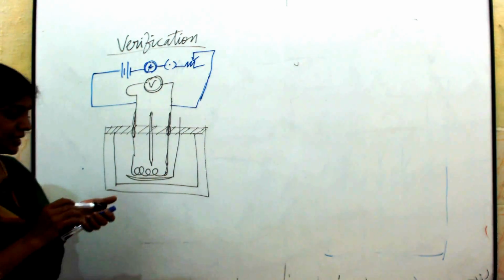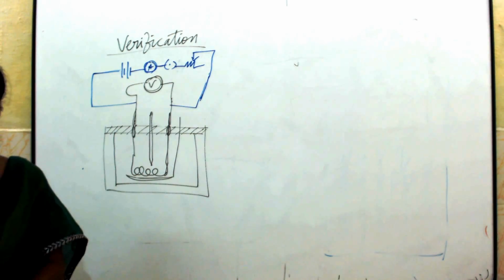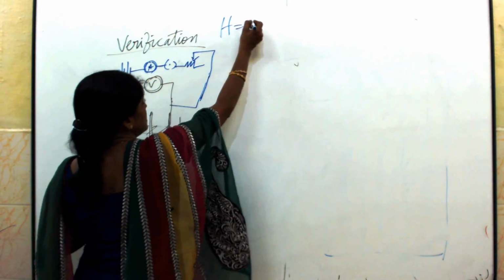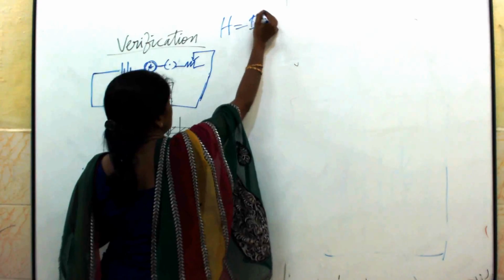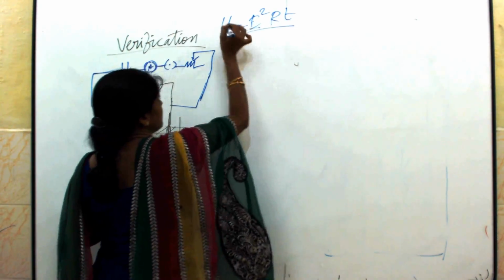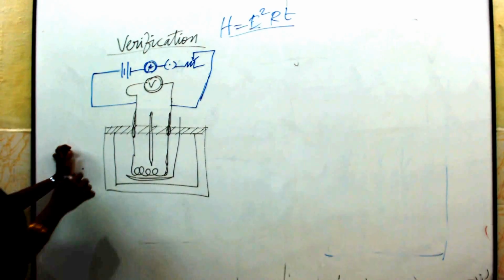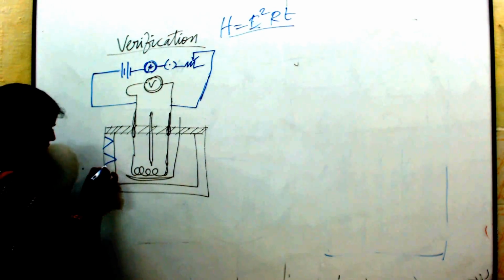So here we have just seen what is meant by Joule's law of heating. Joule's law of heating gives you the heat produced, which will be equal to H is equal to I square RT. This one we are going to verify using your Joule's calorimeter.